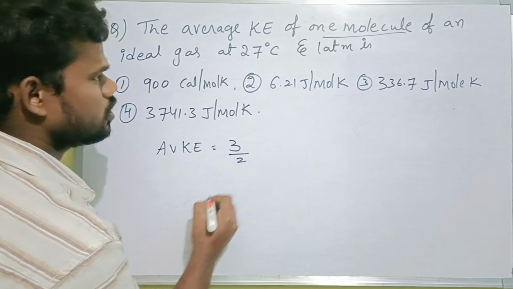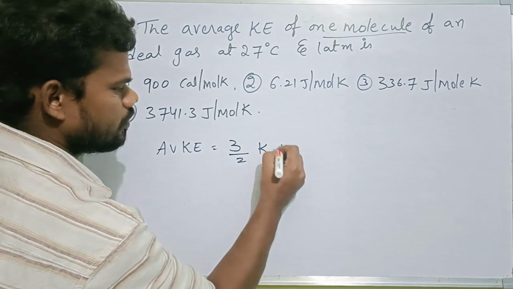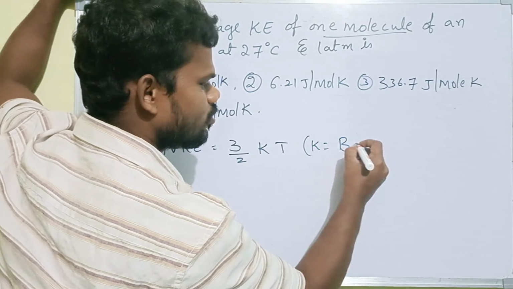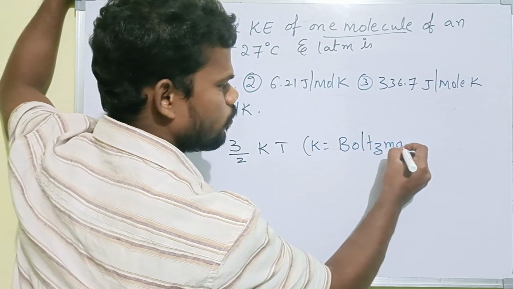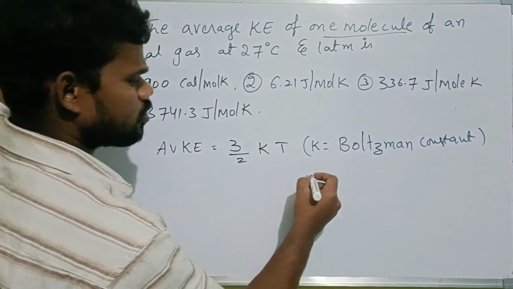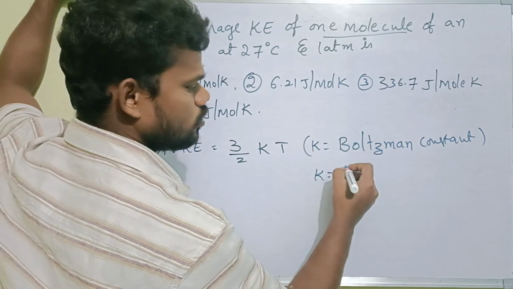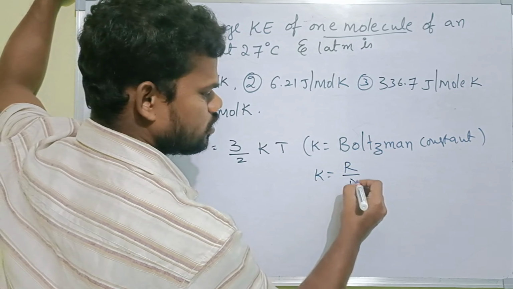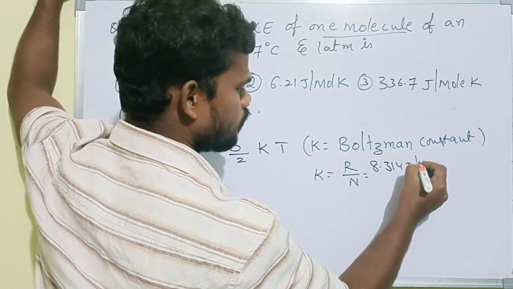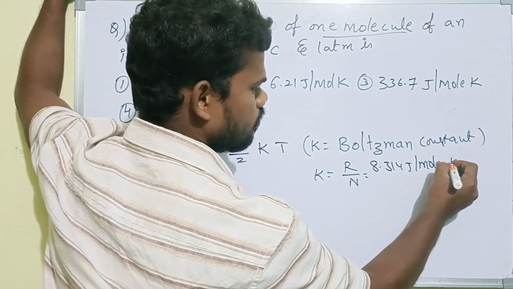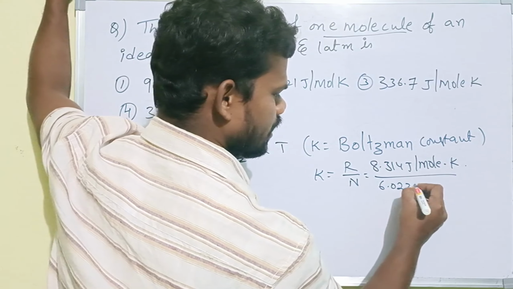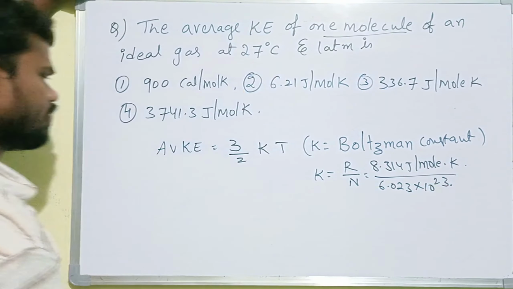It is 3 by 2 K into T. Here K is the Boltzmann constant, whose value we already defined. K equals R by N, where R is the universal gas constant, which we take as 8.314 joule per mole Kelvin, and N is the Avogadro number, 6.023 into 10 power 23.